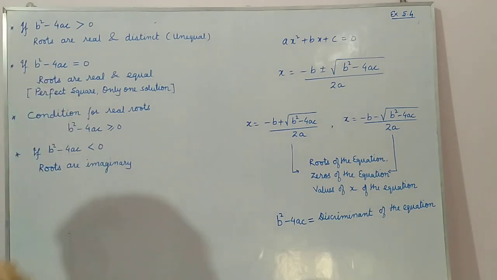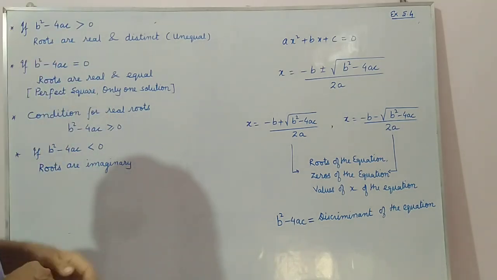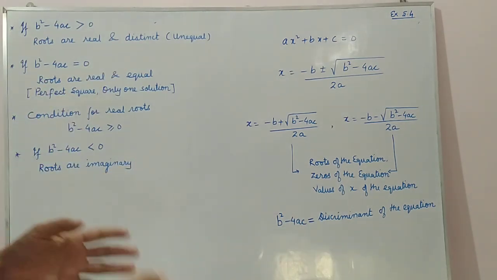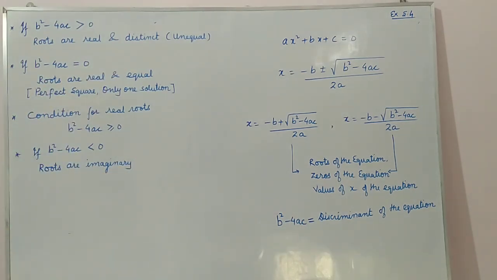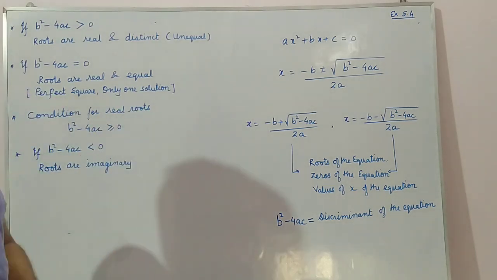Again, if b square minus 4ac is equal to 0, then the roots are real and equal. So here also the roots are real, here also the roots are real, but here the roots are equal. Means what? Two values of x you will get, both will be same. So this type of roots are also termed as what? Perfect square. Only one solution. Why is it one solution? Because two values of x you will get, and both the values will be same.